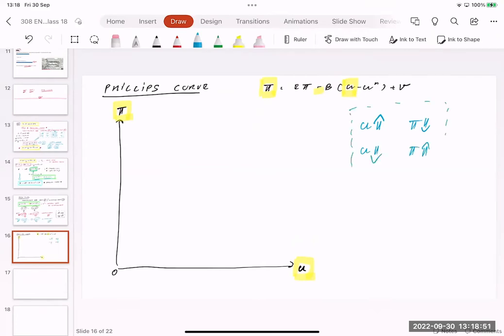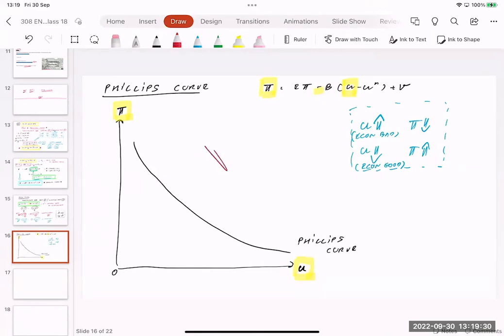From the equation, it's showing the relationship between U and pi, right? When unemployment is high, it means that the economy is bad. When unemployment is low, it means the economy is good, so everything is going to be more expensive. Inflation is going to go up. So when we see the negative relationship between unemployment and inflation like this, we can draw the Phillips curve graph. It's going to be like this.